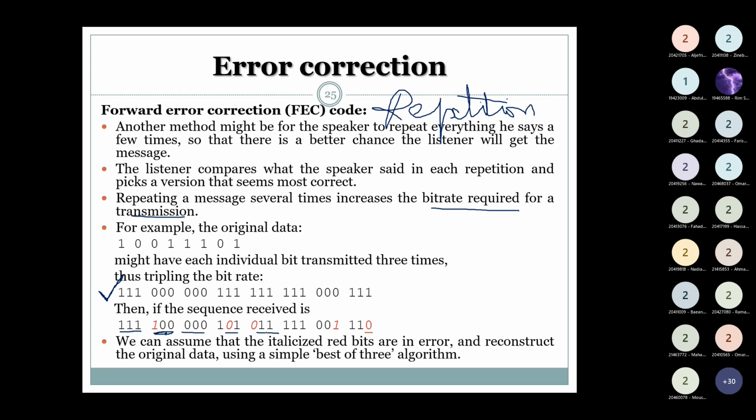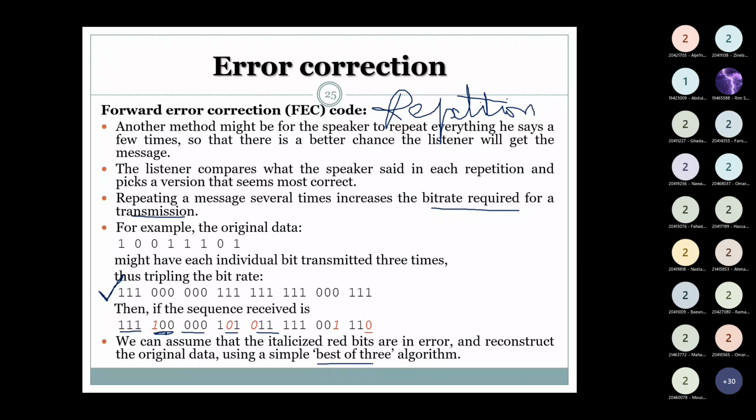So we can assume that the italicized red bits are in error, and reconstruct the original data using a simple best of 3 algorithm. We can use here the best of 3 algorithm.